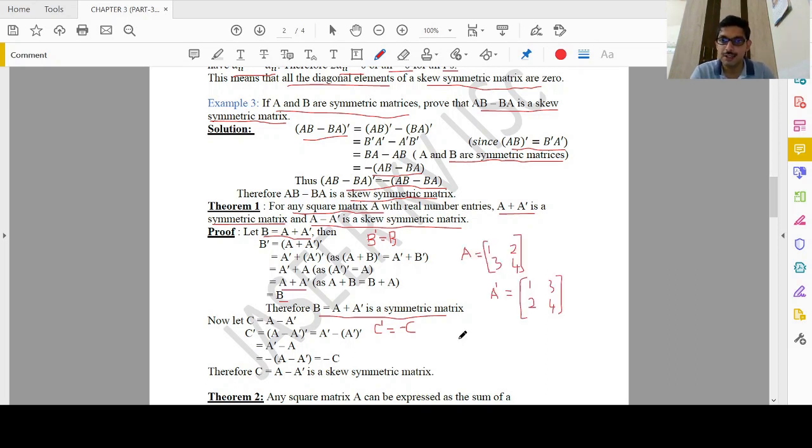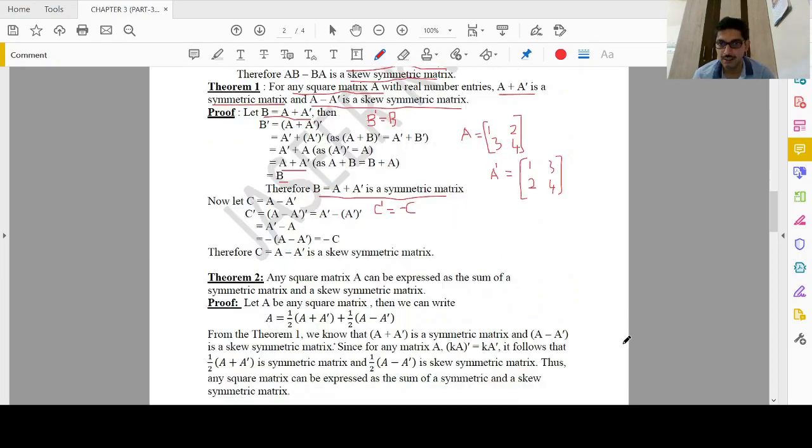So what does this theorem say? Given any square matrix A, A plus A dash is always symmetric and A minus A dash is skew symmetric. You can verify this with this example. Here A is 1, 2, 3, 4, a random square matrix, and A dash will be the transpose of that. Now if you add these two matrices, you will get a symmetric matrix, and if you subtract A minus A dash, you will get a skew symmetric matrix.